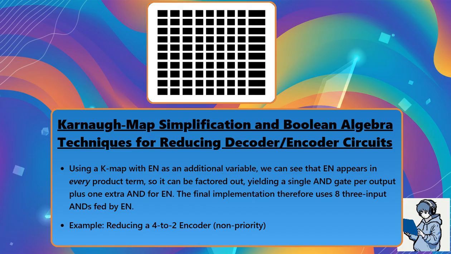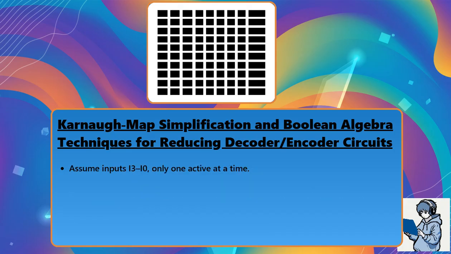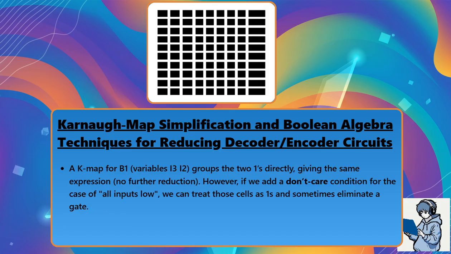Example: reducing a 4 to 2 encoder, non-priority. Assume inputs I3 to I0, only one active at a time. Initial sum of products: B1 equals I2 plus I3. B0 equals I1 plus I3. A K-map for B1, variables I3, I2, groups the two ones directly, giving the same expression, no further reduction.